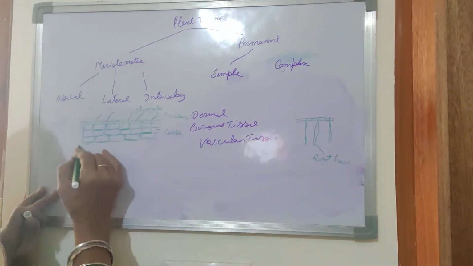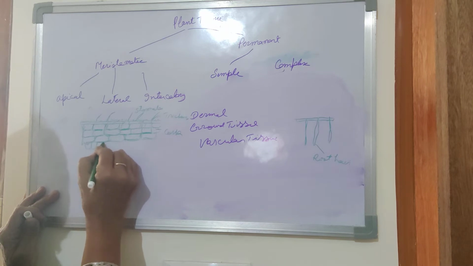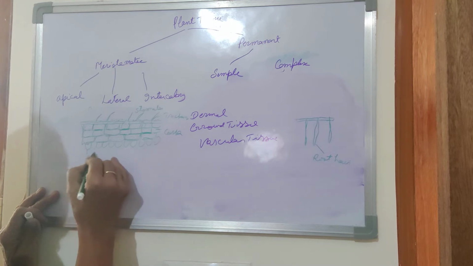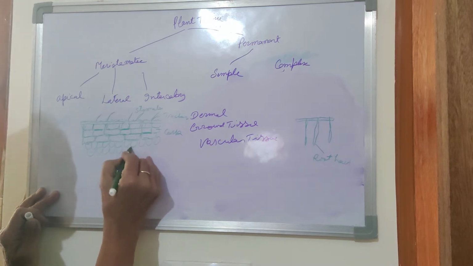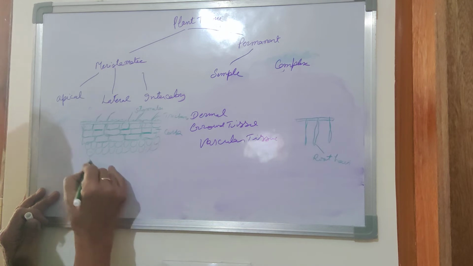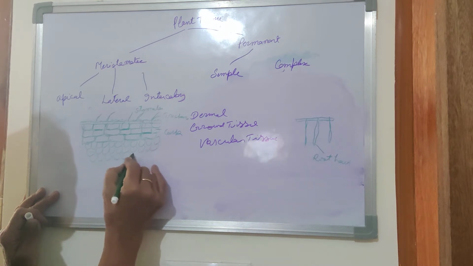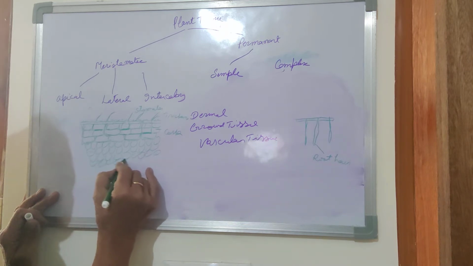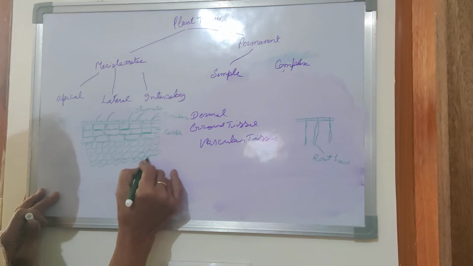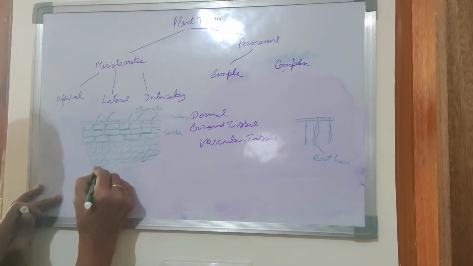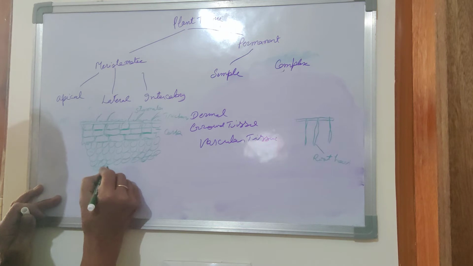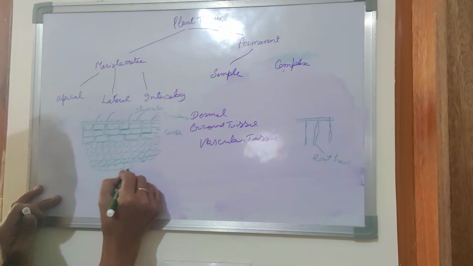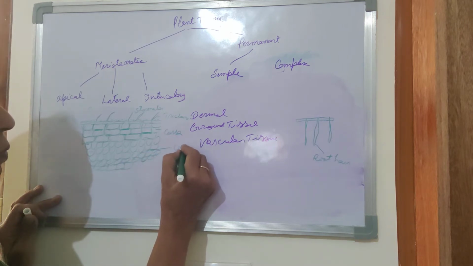Next is ground tissue. Ground tissue consists of parenchyma cells. Below may be present collenchyma cells. Parenchyma cells are storage in function and help in photosynthesis as well. Then a layer of collenchyma cells may also be present to provide elasticity to the plant. This is called the ground tissue.